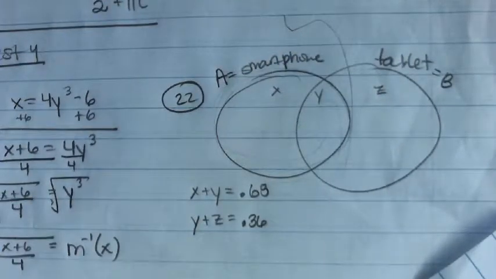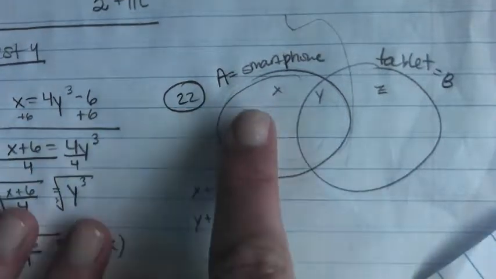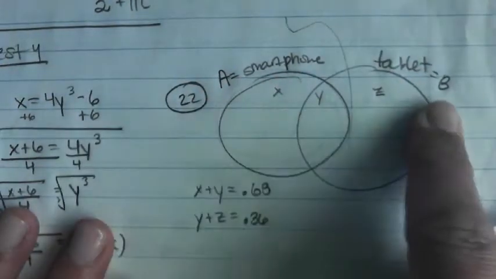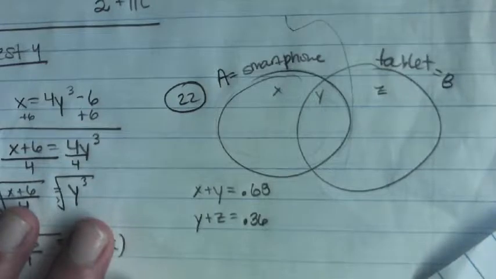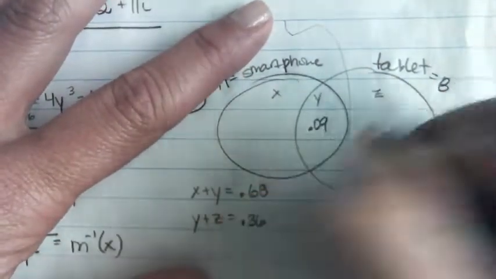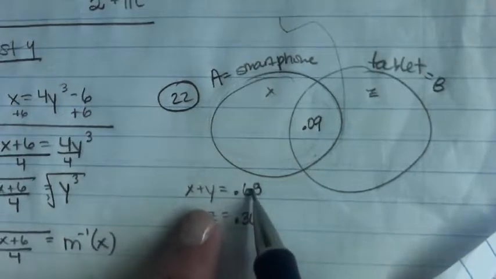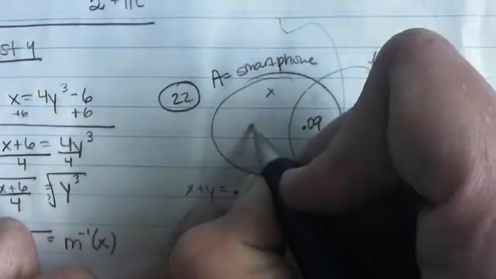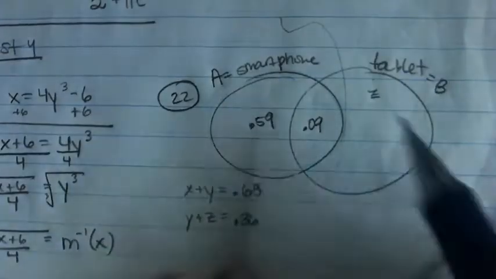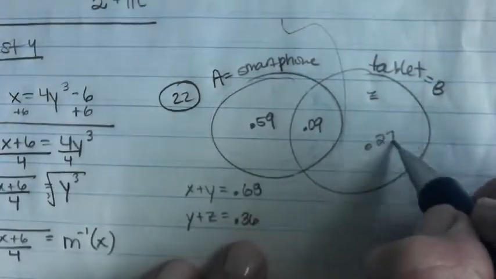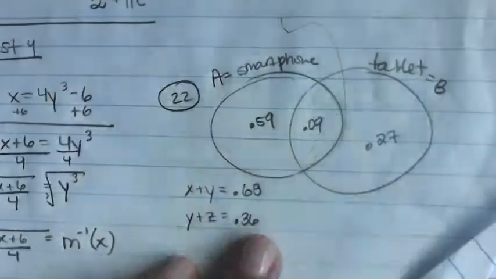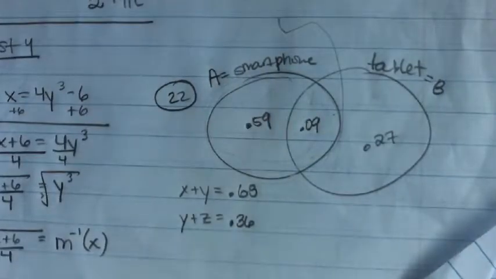So this is a fairly easy one because sometimes they'll give you the or number, which is all three of them added together, and that's where you have to do a little bit of a system. But on this one, they're just telling you that y essentially is 0.09. So now we can backtrack. If y is 0.09, subtract 0.09 from both sides and we'll get 0.59 in just the smartphone category. And we'll get just a 0.27 in the tablet category to make those add up to 0.36.